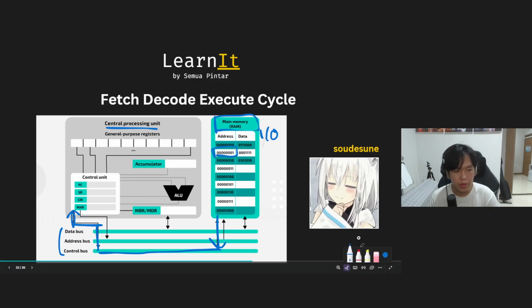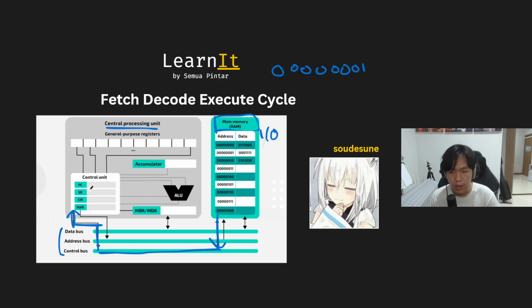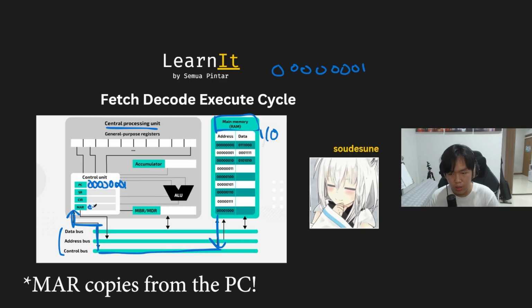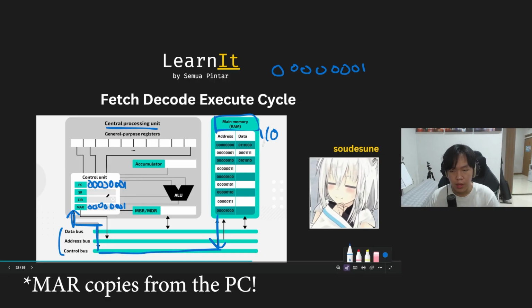00000001. Okay, let's say the input is that. Let me just write it down here so we don't forget. So it's 00000001. So it goes to the control unit, and then the program counter copies that. So it's, okay, the address is 00000001. Got it. And then the MAR also copies that. So it's like, oh, okay, so it's 00000001. The reason why the MAR copies that is because it's the one that can communicate with the RAM.